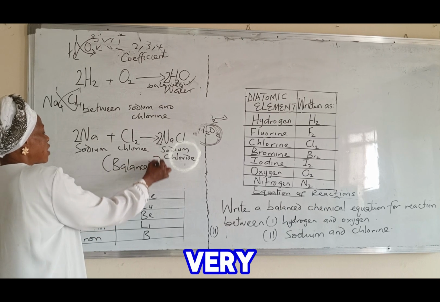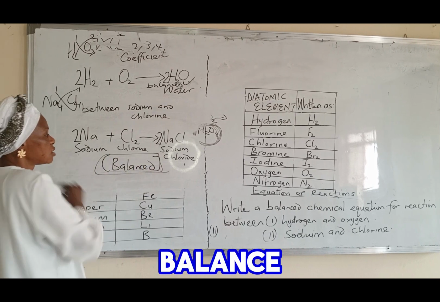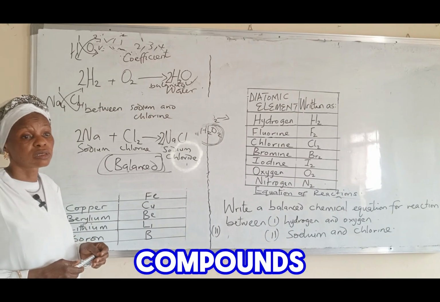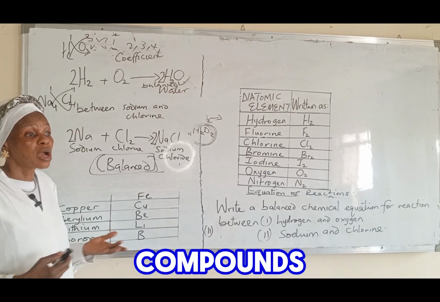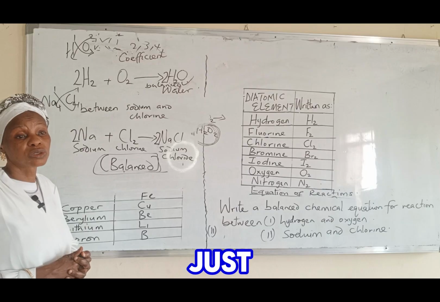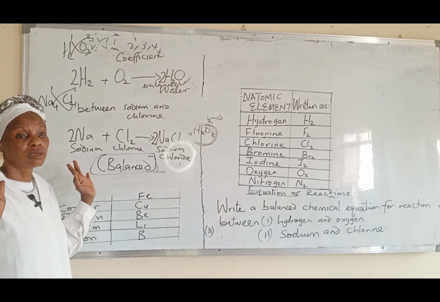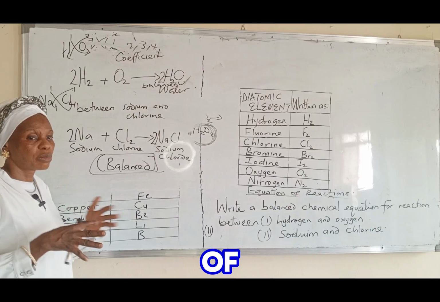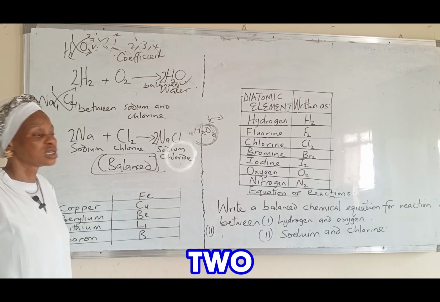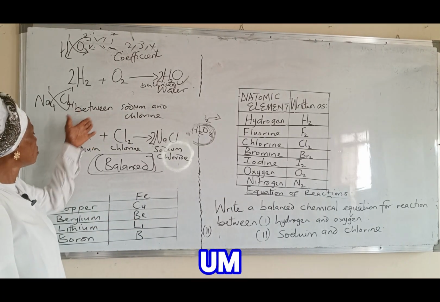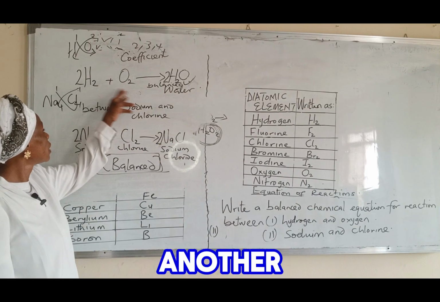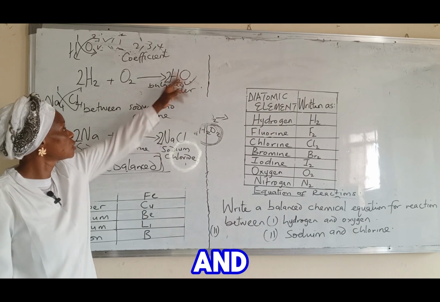You can see. Very simple. This is how to balance equations in chemistry, especially for binary compounds. Binary compounds are just compounds that are made up of just 2 elements. When you talk of di, 2 things. So we have binary compounds, only sodium and chlorine. Another binary compound, only hydrogen and oxygen.